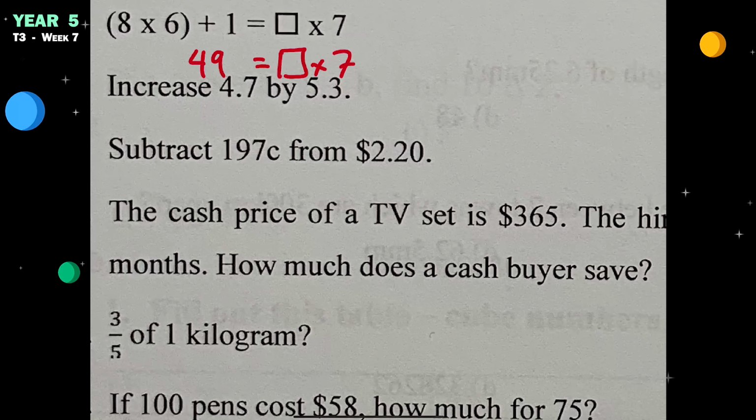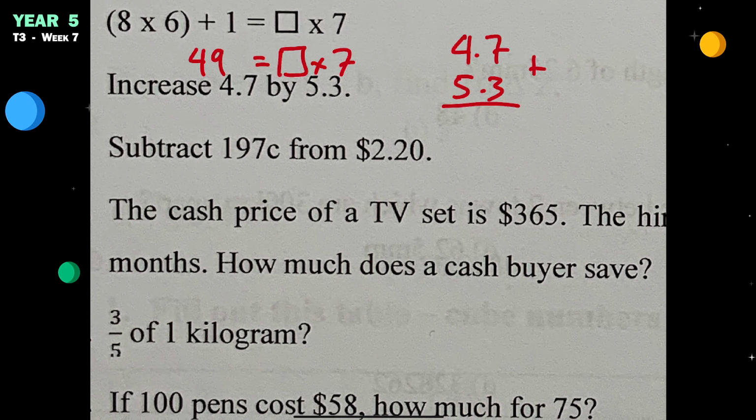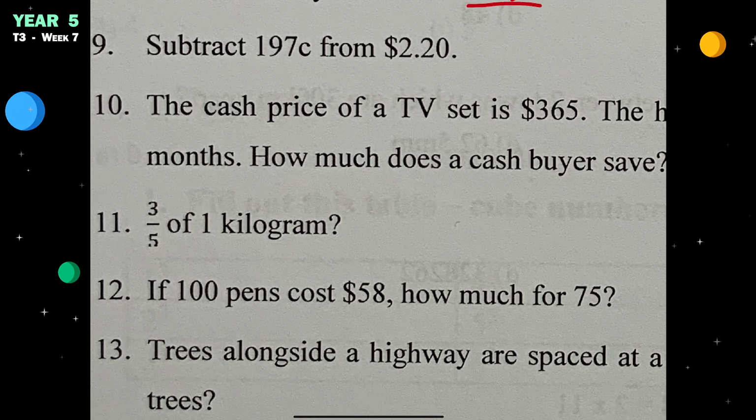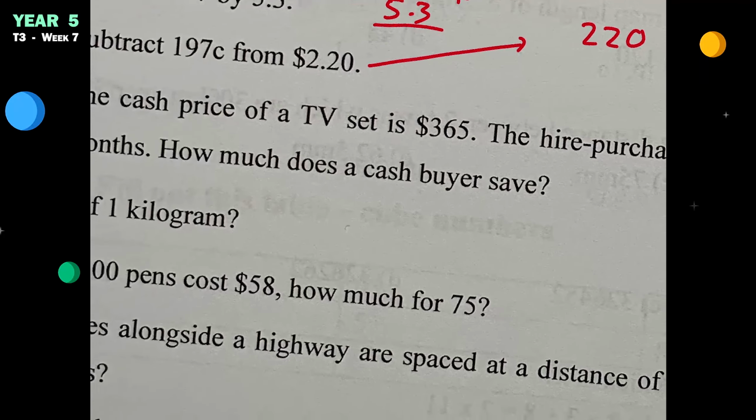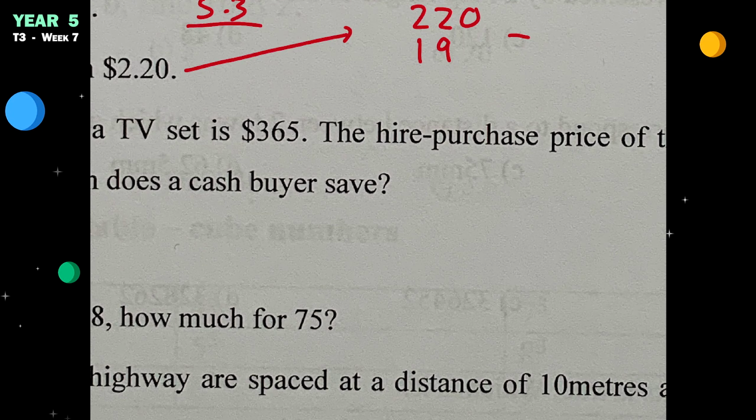Next one says increase 4.7 by 5.3. Increase means plus, so we add them like this and we're done. Question 9, subtract 197 cents from $2.20. So this is in dollars, so let's change it to cents. So this will be 220 cents. And we're going to subtract 197. You can work that out yourself.